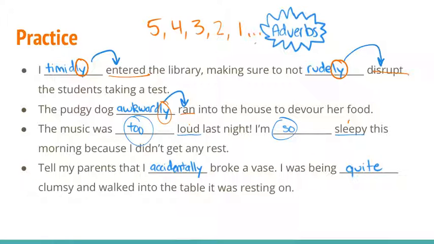And lastly, tell my parents that I accidentally broke a vase. I was being quite clumsy and walked into the table it was resting on. Accidentally, that is going to describe how I broke the vase. It wasn't intentional. I was being quite clumsy. Quite clumsy, that is going to be describing how clumsy I was, which was quite.